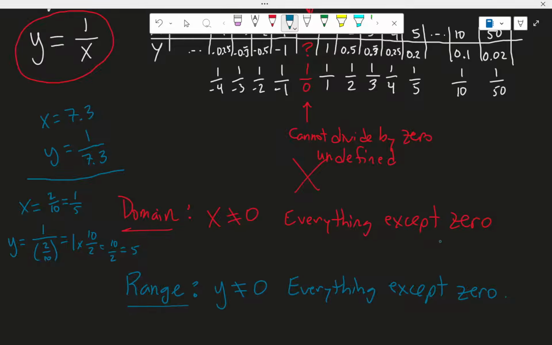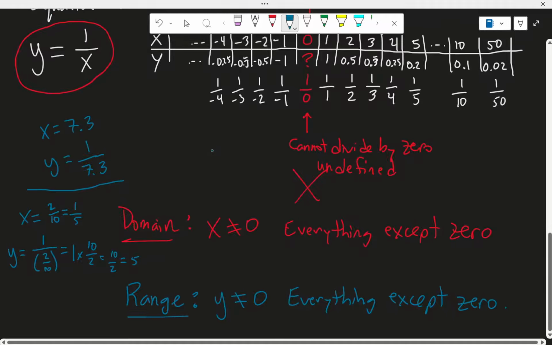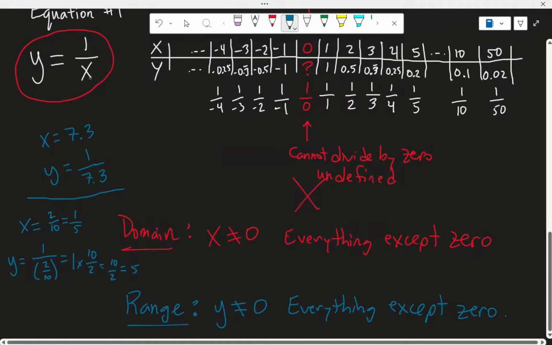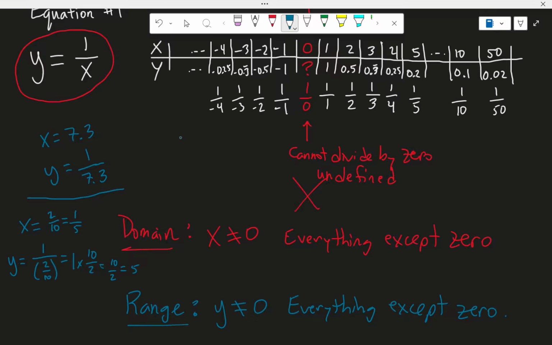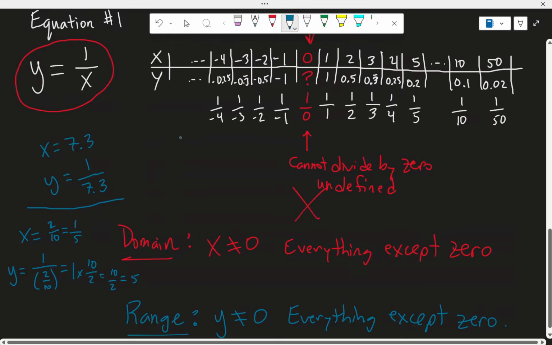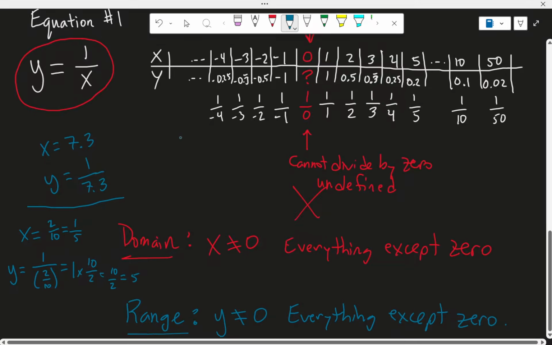So there's a domain and range by thinking about an equation. Now, these are a little trickier to decide just by looking at an equation what is not allowed. But I'll do a few more examples in future videos for some other equations that you have to watch out for with an interesting domain and range.